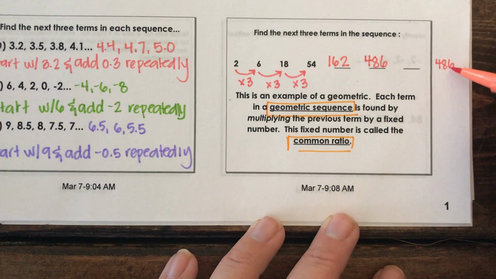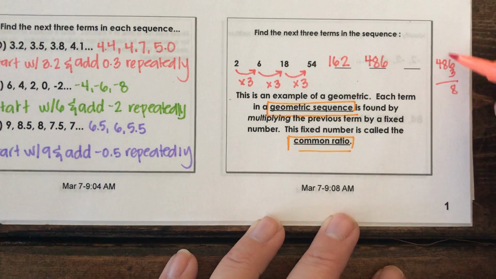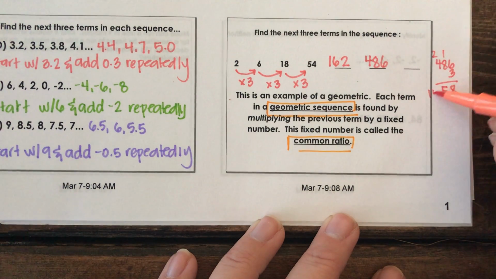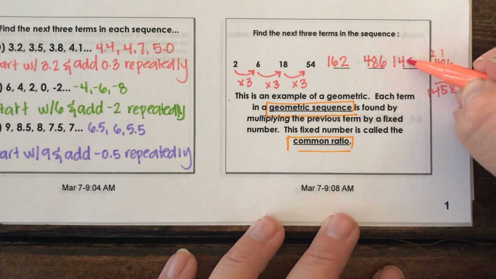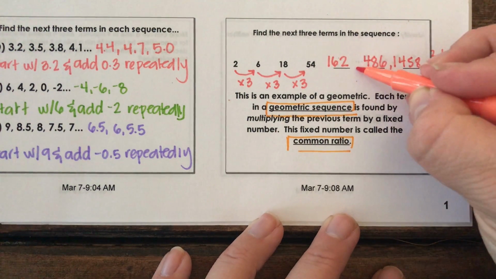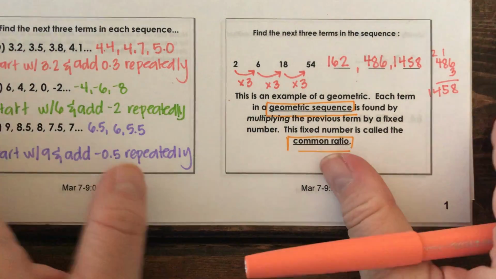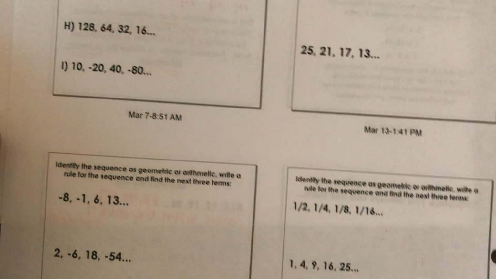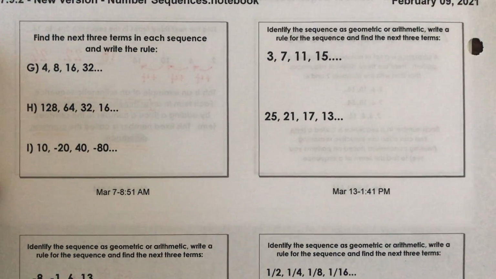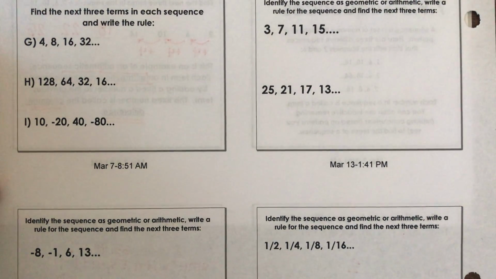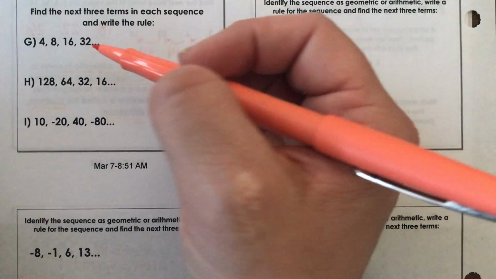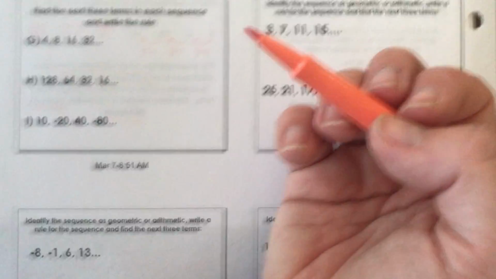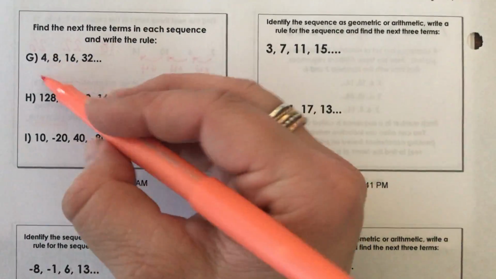486, you can use a calculator, times 3, 4, 8, 12 would be 1,458. Okay, so you're multiplying instead of adding. So if we turn our paper over, if we have 4 and then 8 and then 16 and then 32, I'm not adding 4 every time.